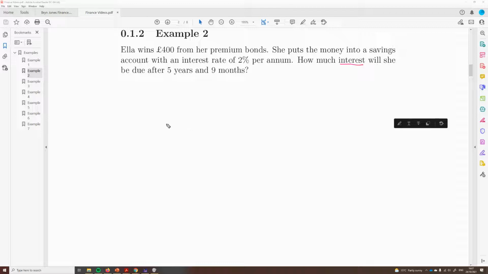Let's set this out. So we've got £400 is her initial amount, her initial capital, £400. Our multiplier, so if you've got 100% and you add 2%, you've got 102%. That's 1.02. And the index is going to be 5 years and 9 months.